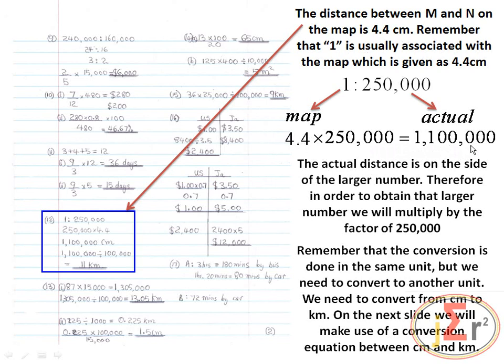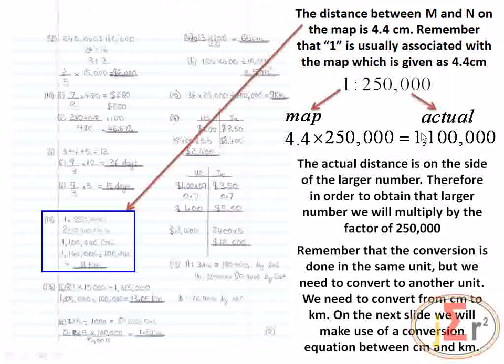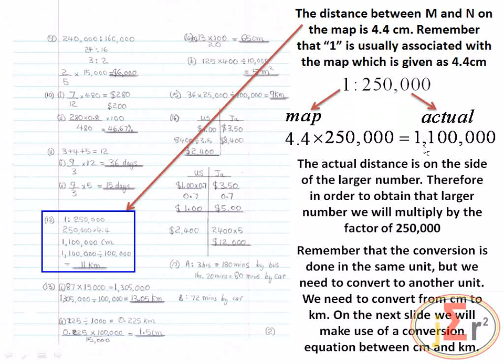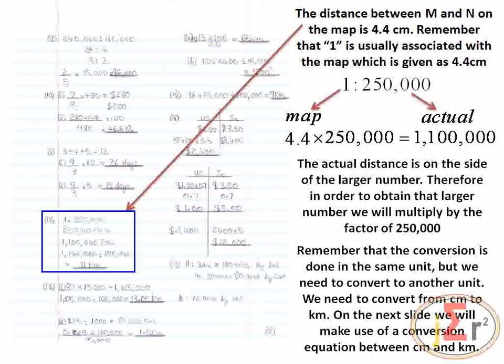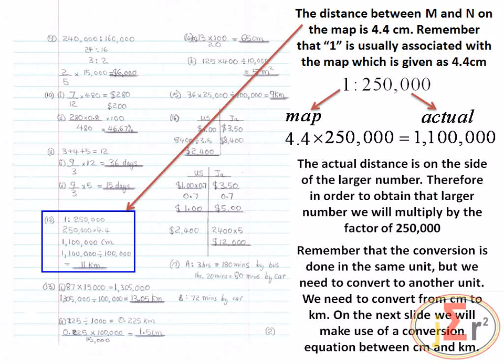This is actually in centimeters also, because making a calculation in the scale does not change the units. So this is in centimeters. So let us use an equation on the next slide to convert to kilometers on the map, as required by the statement of the problem that says calculate in kilometers the actual distance of N from M. So calculate in kilometers. What we have done here is use the conversion factor, with no change in units.